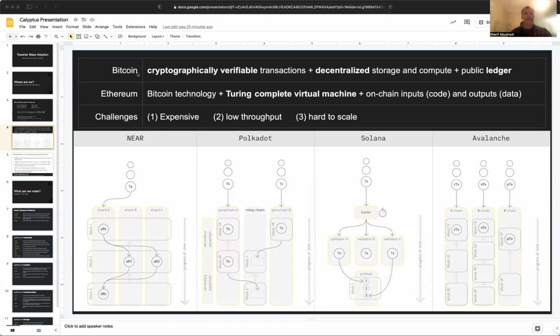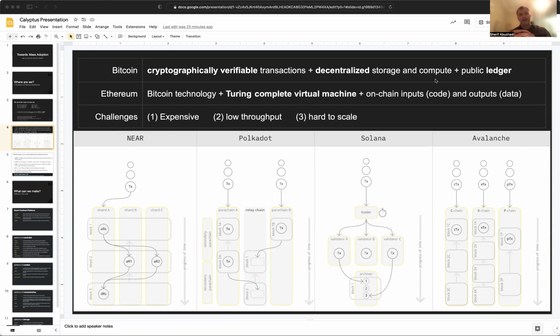Taking a look here at some of these technologies, Bitcoin brought us cryptographically verifiable transactions and decentralized storage and compute on this public ledger. So it's these 3 ideas, basically, that you can sign a transaction with this public-private key cryptography that makes it cryptographically verifiable. You can decentralize storage and compute among a network of computers. And you do that because you have this public ledger where the data is secured essentially by the network. The fact that the data is public is a prerequisite of that.